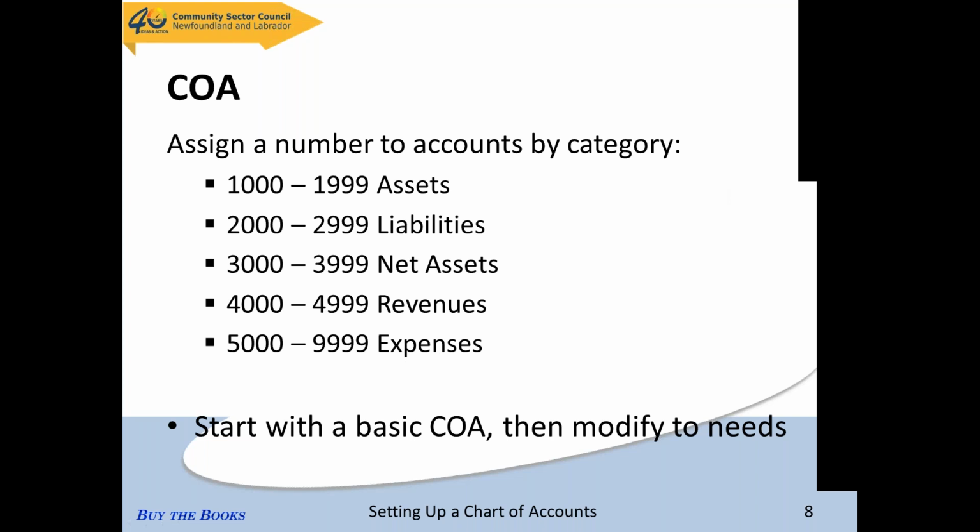So this is the normal number assignment to each of those types of accounts. So for example, accounts 1000 through 1999 would be where all of your assets are. 2000 through 2999 would be all of your liability accounts, and so on. So this is the general numbering, and you can start with as basic a chart of accounts as you need, and of course modify it afterwards. And we will talk about that a little later as well.